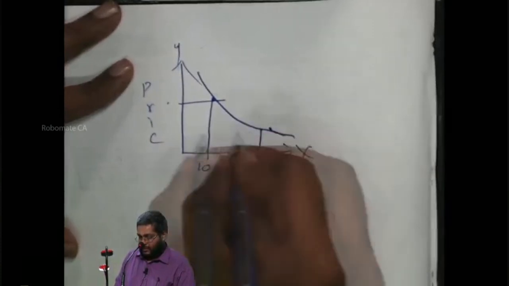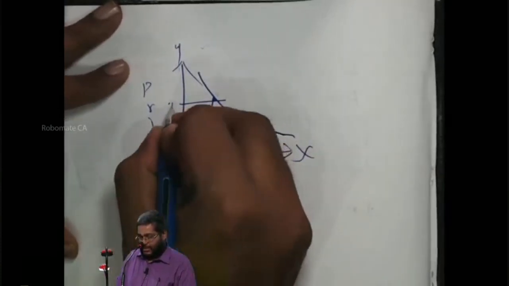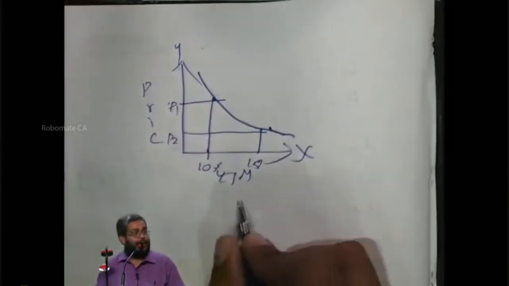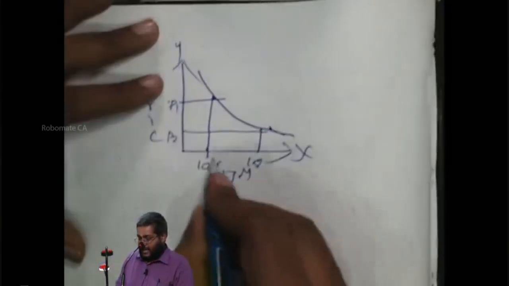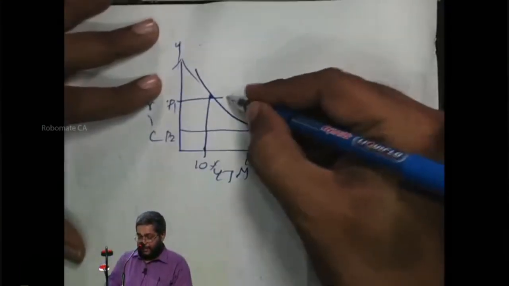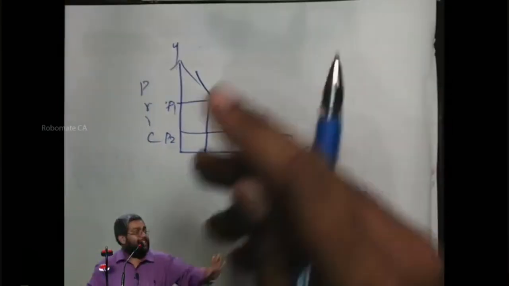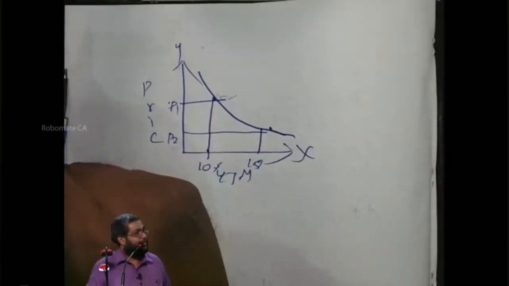15%. What yield is how much percent? 15%. The price will be what? This I call price 1, and this I call price 2. Everybody, yes or no? So when yield increases by 5%, the price decreases by so much. Is that the answer for this? Are you following what I'm saying?